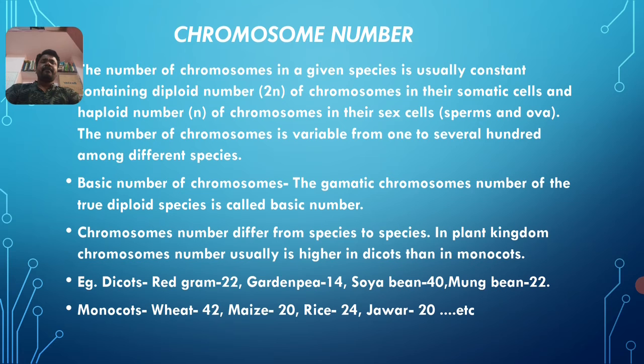And in the same way, monocots: wheat consists of 42 chromosomes, maize consists of 20 chromosomes, rice consists of 24 chromosomes, and jowar consists of 20 chromosomes. These are all diploid sets of chromosomes.